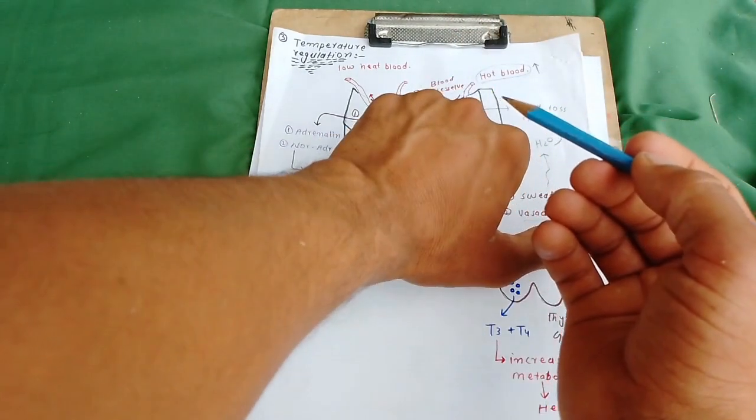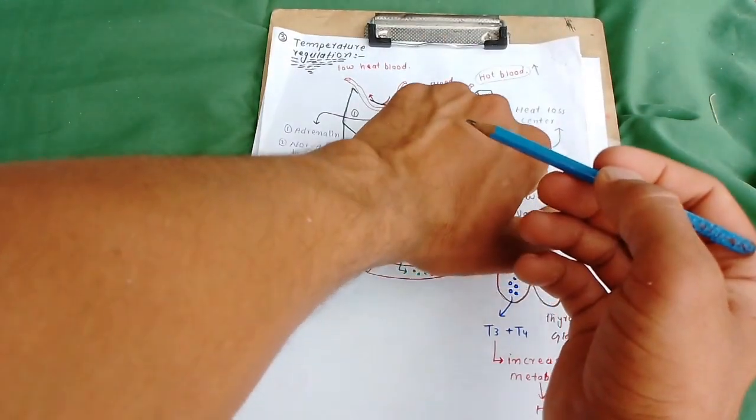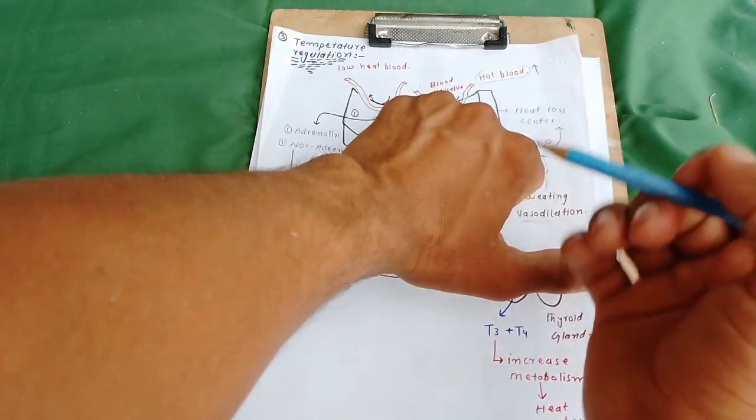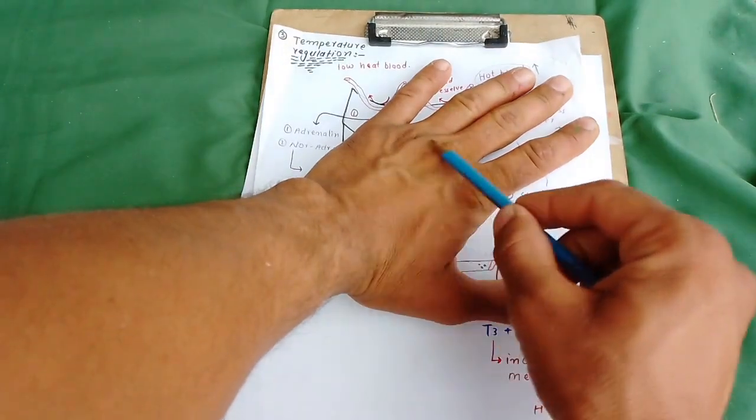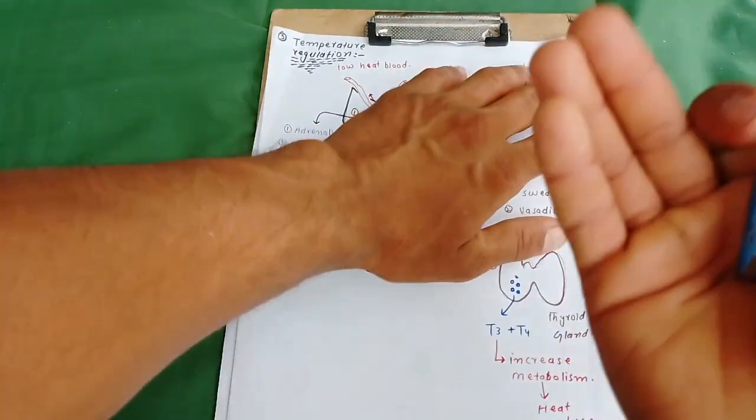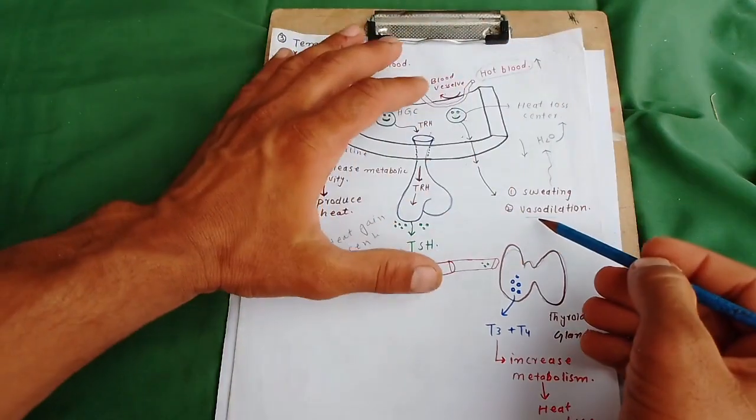Okay, during high heat conditions, during the summer season, our skin looks red in color because more blood is coming toward the skin because of vasodilation.